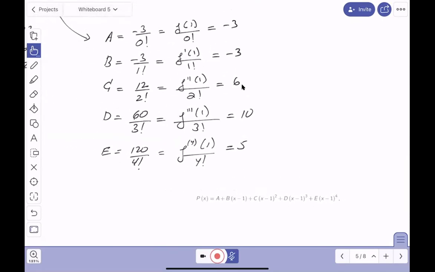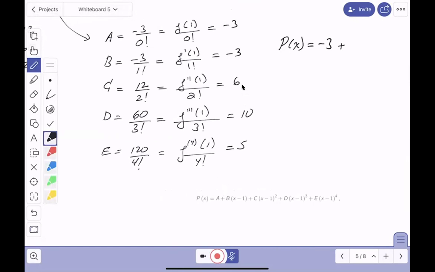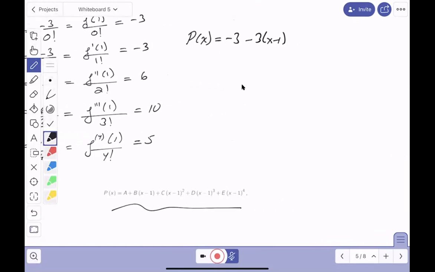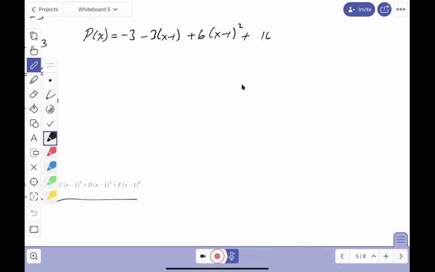And let's write it down. So what's P of x? What's A? It's minus 3. What's B? B is minus 3. I'm going to erase that. I'm just putting this down, by the way. What's C? 6, x minus 1 squared. What's D? It's 10, x minus 1 cubed. And that's 5, right? Plus 5, x minus 1 to the 4.